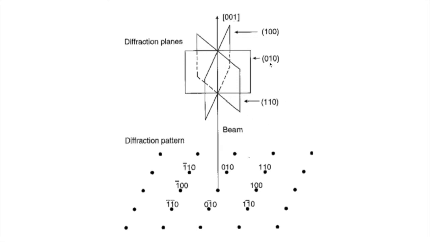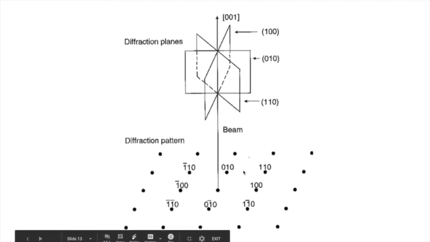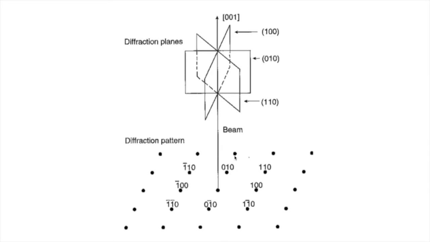And the same thing for the other two directions. So they all share the 0, 0, 1 direction. And so that is my zone, sometimes referred to as a zone axis. And so that's important because when we're looking at one of these reciprocal lattice diffraction patterns, that zone is the direction of the beam, right?